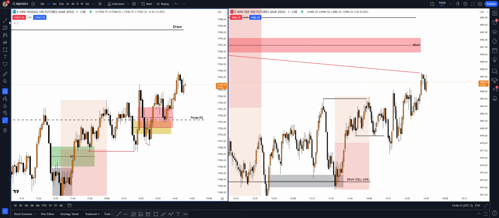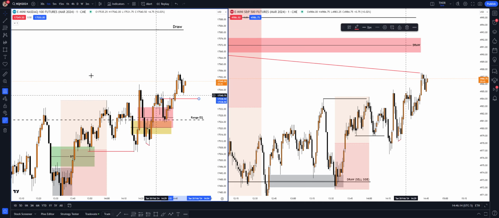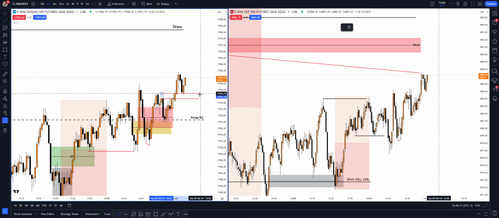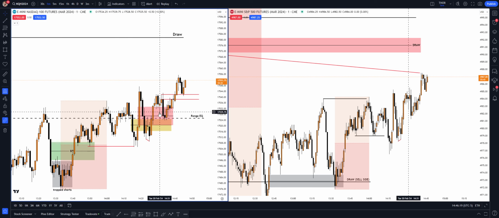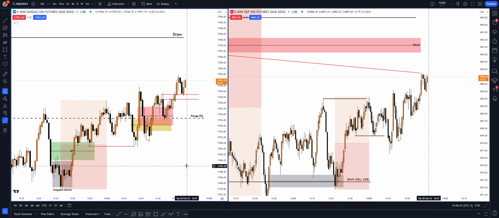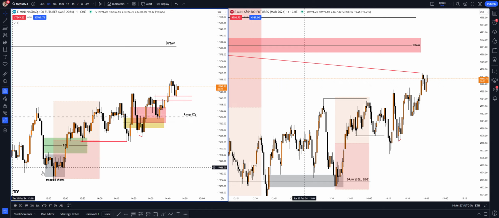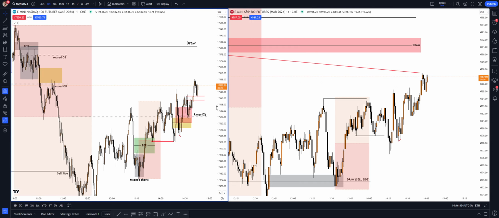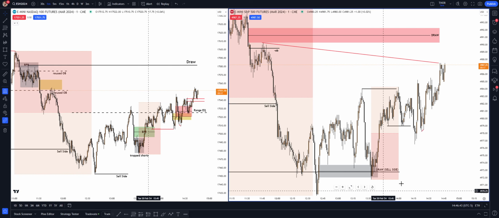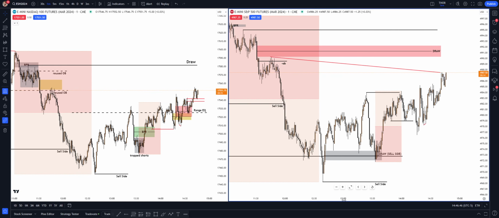There's an internal breaker there, right about here. That should be respected because we have a low, high, lower low, higher high. It shouldn't really trade below it. It could wick, but I don't want to see a body candle close outside of this area. I can delete this.